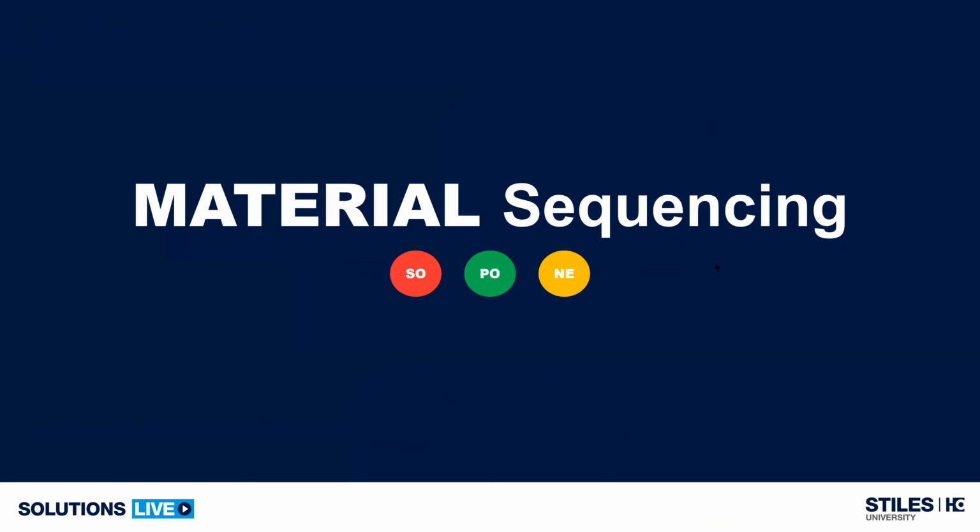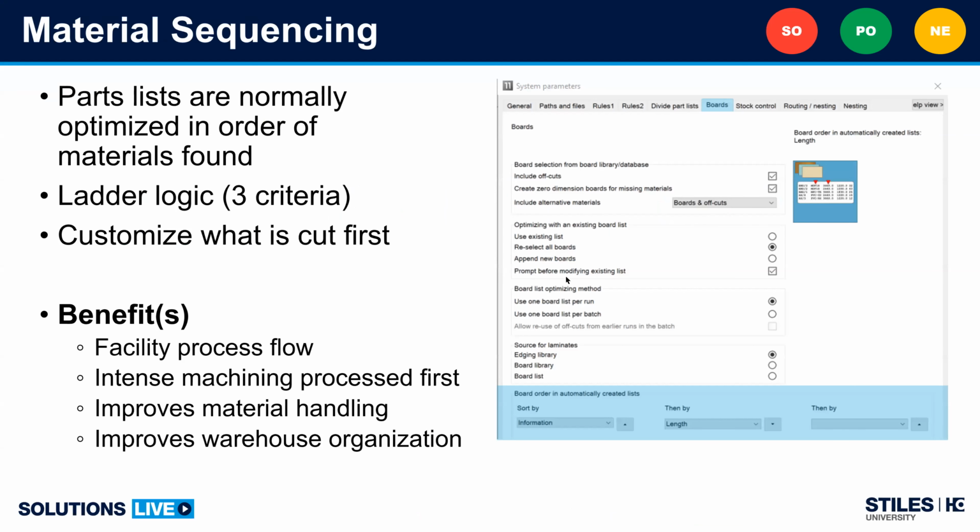So the first thing we'll look at is the material sequencing. And the way we set this up is the same whether you have the standard, the professional, or the nesting optimizers. If you have Rite open, or if you want to look at it later, take a screenshot of this. This is your system parameters in version 11. Down at the bottom of the boards tab, you've got this board order and automatically created list. We've got that 3 deep ladder logic that you can take advantage of.